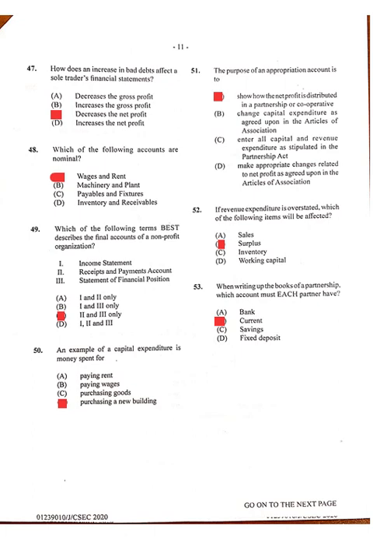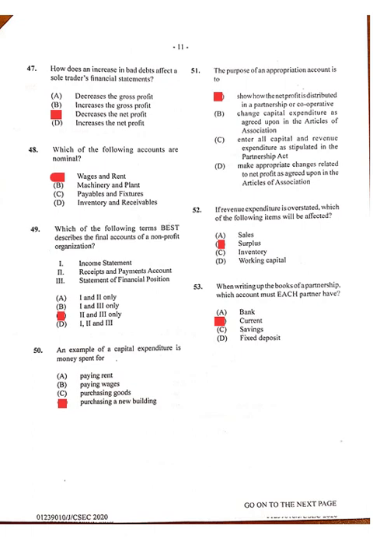50, an example of a capital expenditure is money spent for purchasing of new buildings. So the answer there is D. Number 51, the purpose of an appropriation account is to show how the net profit is distributed in a partnership or a cooperative. So the answer is A. 52, if revenue expenditure is overstated, which of the following items will be affected? Of course, if revenue expenditure, which is an expense, is overstated, then it's going to affect our surplus, in this case, profit surplus. So the answer is B.